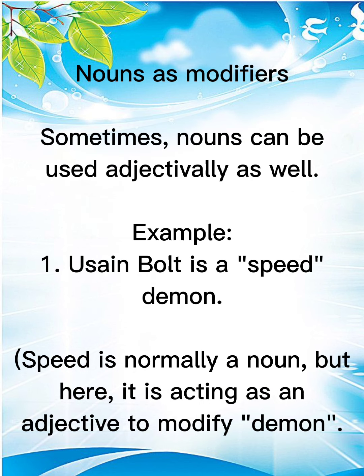Nouns can also be used as modifiers. Sometimes nouns can be used adjectively as well. If we look at the particular example here, Usain Bolt is a speed demon. Speed is normally used as a noun. But here in this particular example, it is acting as an adjective to modify the word demon. This is how nouns are used as adjective or modifiers.